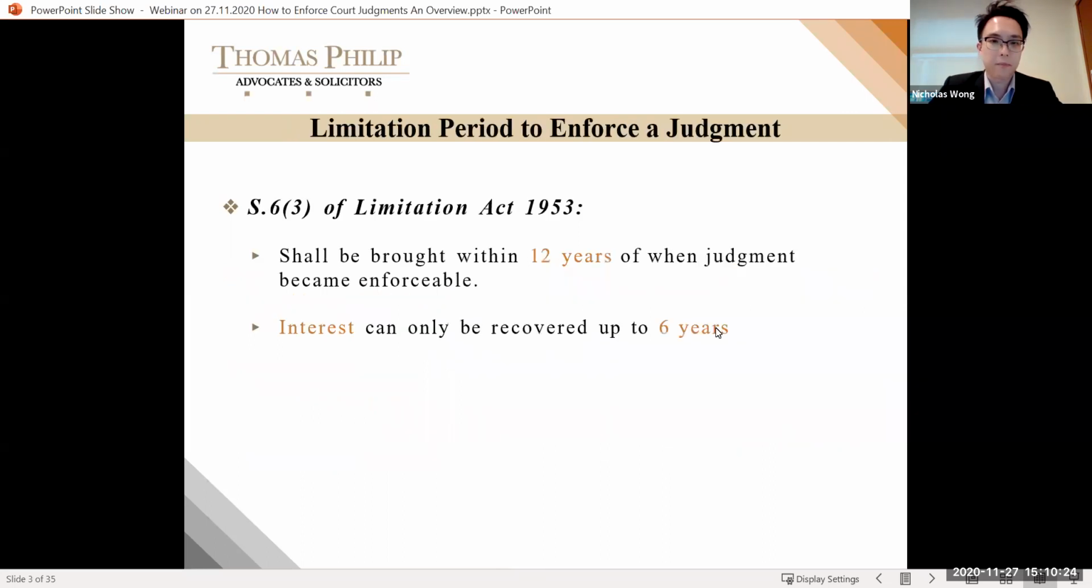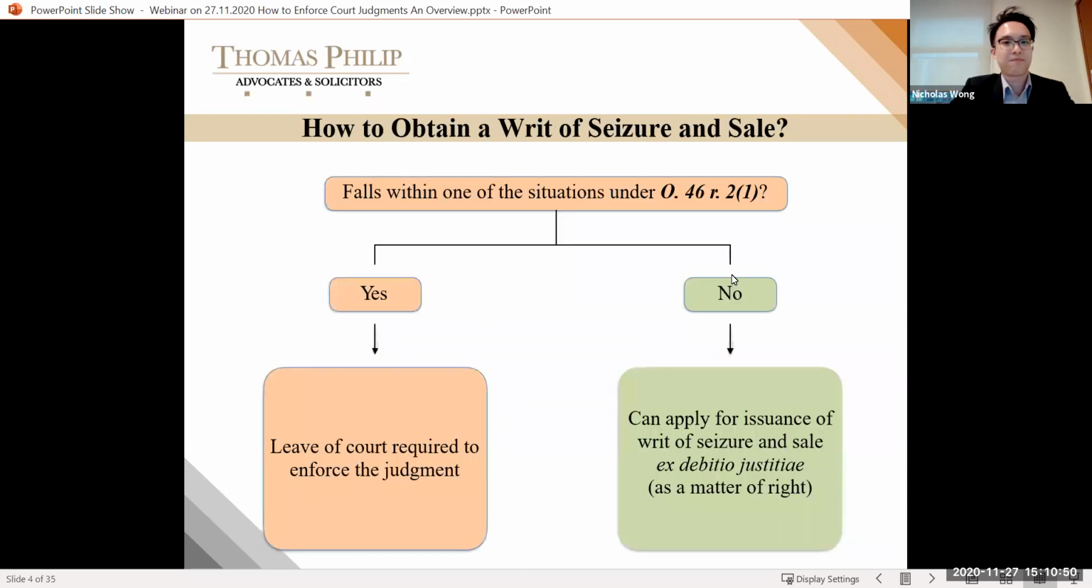Now, the thing to note for this, and actually for enforcement in general, is that you have 12 years from when the judgment became enforceable to execute on the judgment. And arrears on interest, in other words any interest that is outstanding, you can only recover up to 6 years. So while it's a long period of time, as you will find out, it is best not to wait, for both practical and legal purposes.